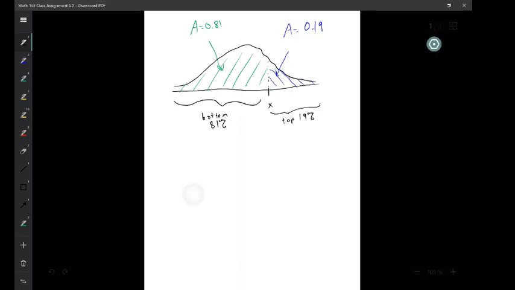So when x is 73.47, that will partition the distribution into the bottom 81% being to the left of that number and the top 19% being to the right of that number.